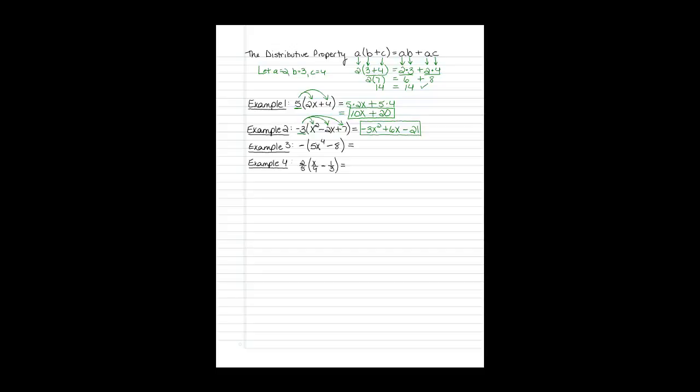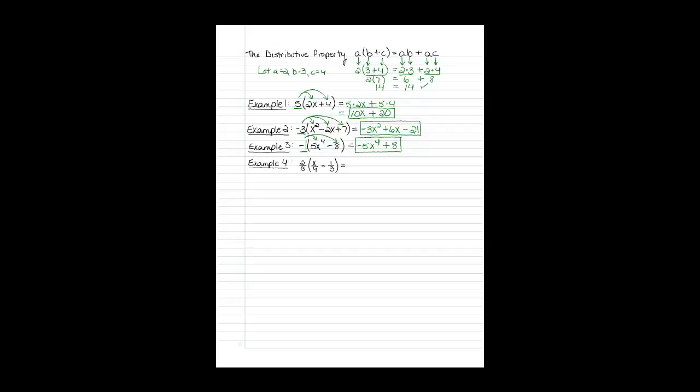Example 3, we have minus, or negative, 5x to the 4th minus 8. Now in order to apply the distributive property, we need a number out front. So I'm just going to tuck a 1 out here. And if you notice, I haven't really changed anything, but now what I'm distributing, what I'm multiplying through is a negative 1. So negative 1 times 5x to the 4th gives us negative 5x to the 4th. Negative 1 times minus 8, negative times a negative gives us plus 8.